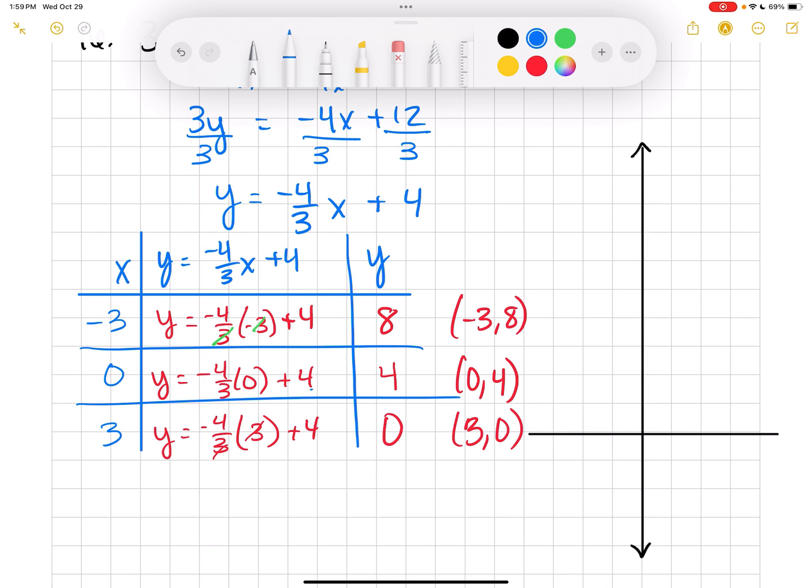All right, I've got the point -3, 8. I need to go left 3, up 8. I have 0, 4, so we stay on the axis and go up 4. Then I have 3, 0, so I'm going to go right 3, and it's not going up at all, so it goes there. You've got to draw your line.